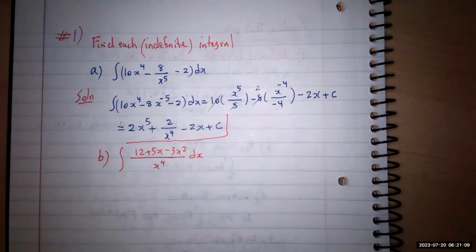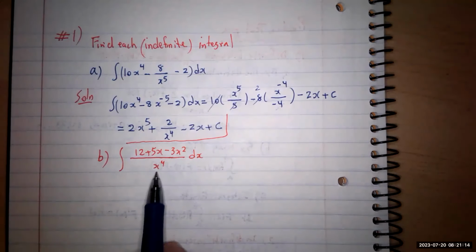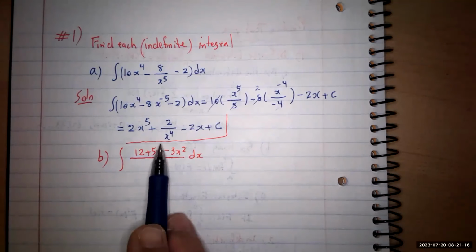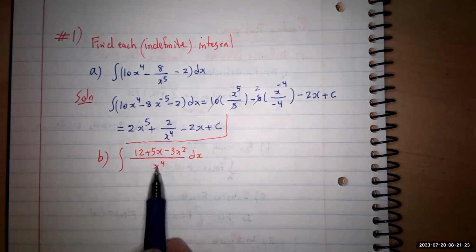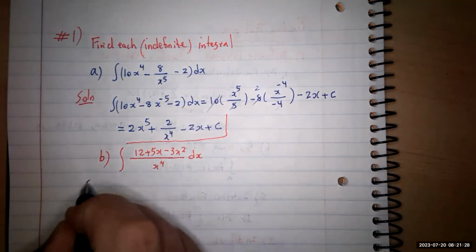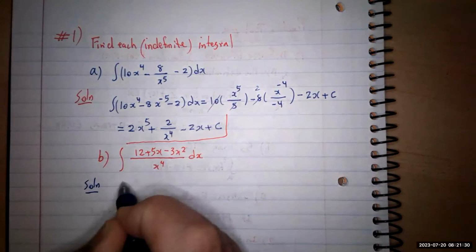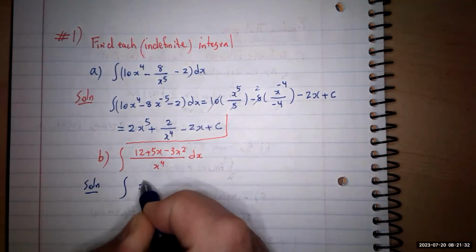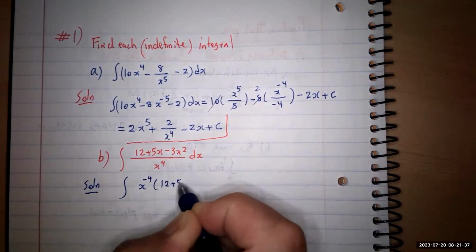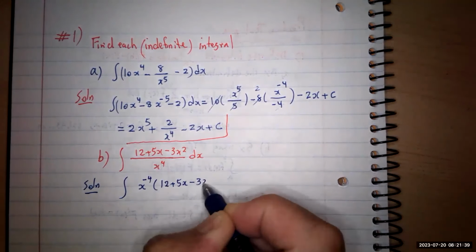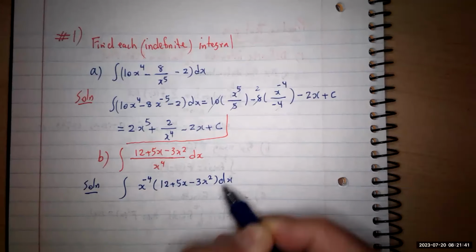Okay, that's the one. As we talk about it, you have a fraction here, so x to the 4th is down in the denominator. What you have to do is move it up. I told you that you move it up and you multiply by everything on the top. Some of you missed it. You just multiply by one of the terms on the top. So the solution is going to be, we rewrite it, we bring x to the 4th to the top: x to the negative 4 times (12 plus 5x minus 3x squared) dx.